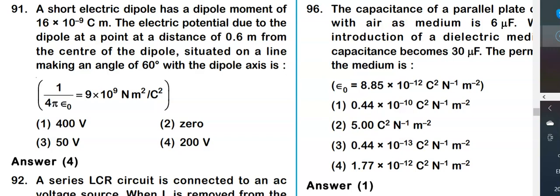A short electric dipole has a dipole moment of 16 into 10 to the power of minus 9 coulomb meter. The electric potential due to the dipole at a point at a distance of 0.6 meters from the center of the dipole, situated on a line making an angle of 60 degrees with the dipole axis is. Let's see which option is correct. Given 1 by 4 pi epsilon 0 is equal to 9 into 10 to the power of 9 Newton meter squared per coulomb squared. Let us quickly solve this.